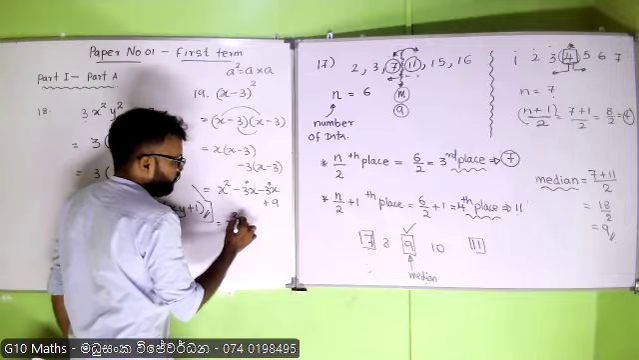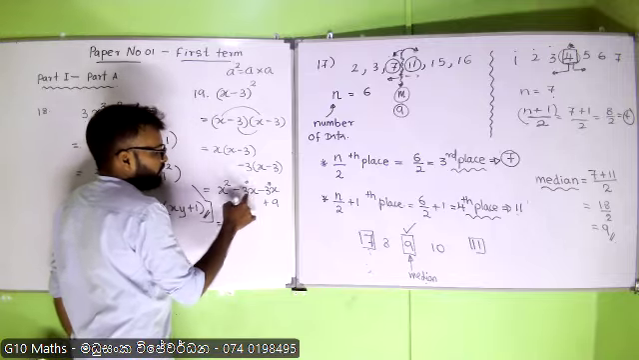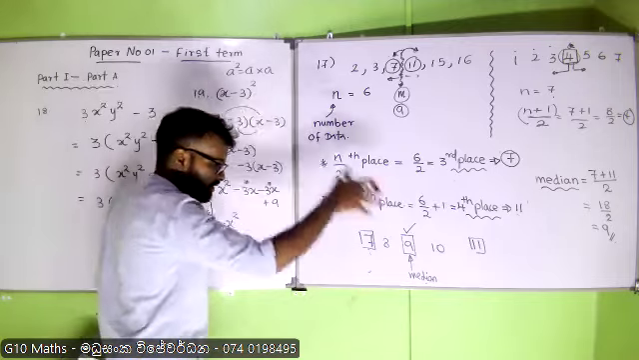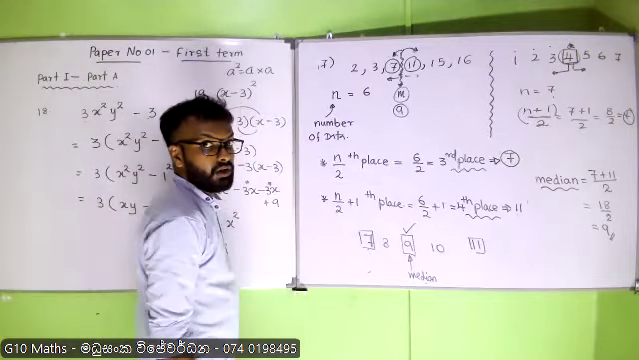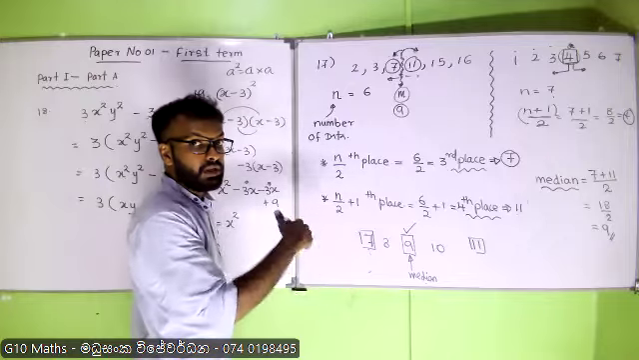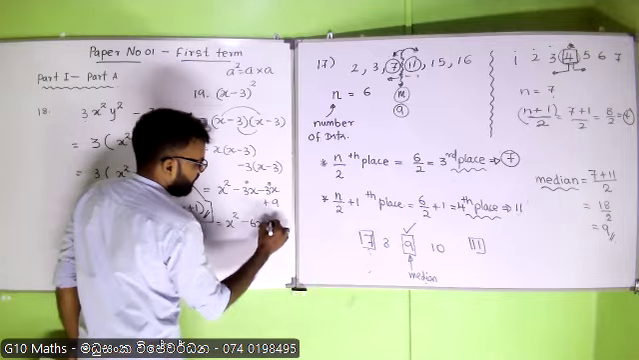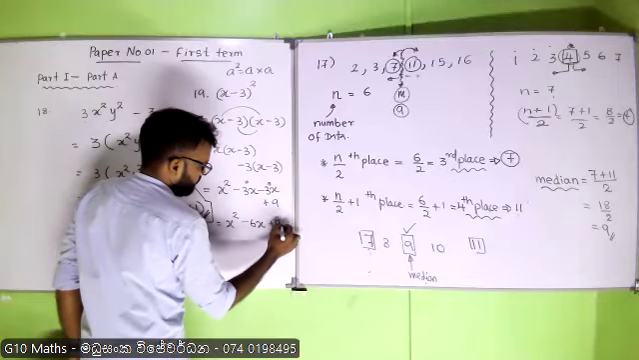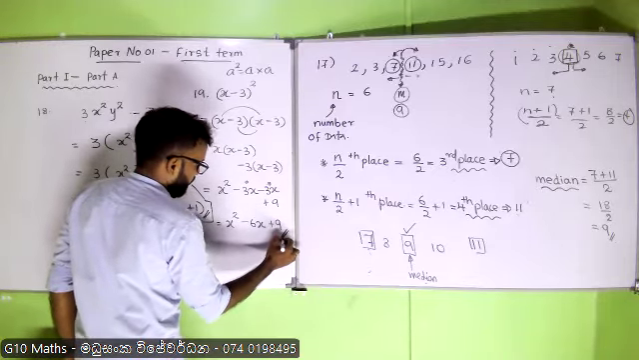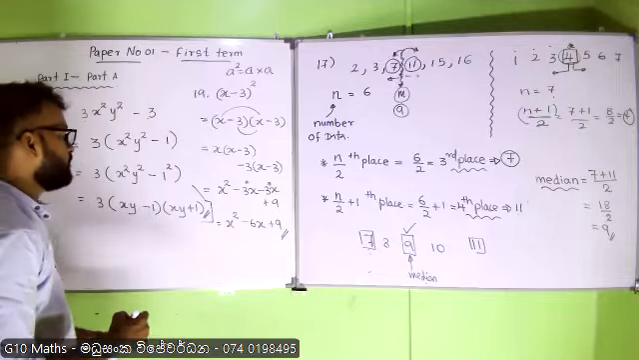x to the power 2, negative 3x, negative 3x. They are in the same boat, right? So 3 plus 3, 6, negative 6x. Plus 9. Right?